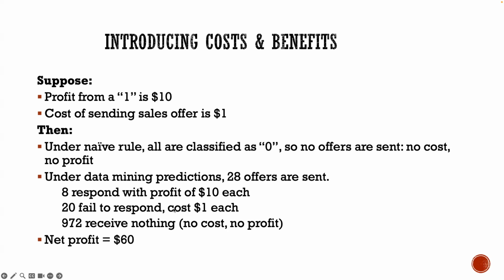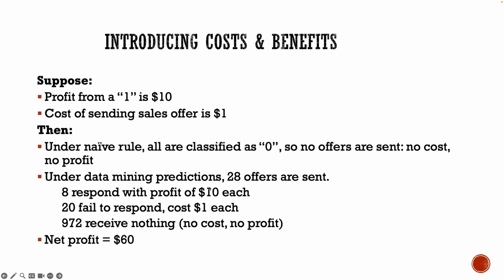20 will not respond because they were not going to accept it. So we spent $1 each. So we have spent $20 over here. And then 972 of them, we are not sending anything. So this way, our net profit will be $80 here minus the $20 that we spent in sending our mails. So $60 is the net profit that we get in this case.